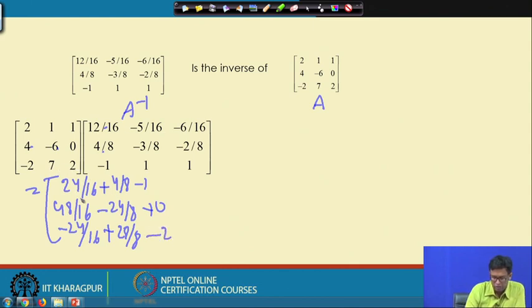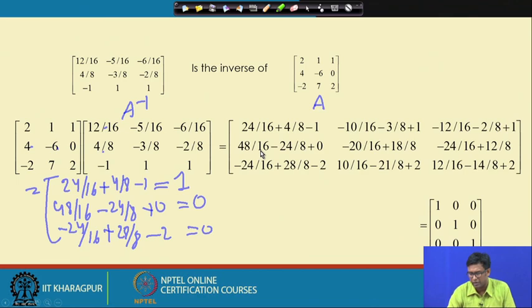So, we will see this is 24 by 16 plus 8 by 16 minus 1, 2 minus 1, basically this is 1. This is 48 by 16 minus 24 by 8, which is 0. This is 24 by 16 minus 28 by 8, this is 56 by 16, 32 by 16. So, 2 minus 2 is 0. We can similarly go on and find all the terms and you can calculate that this becomes an identity matrix: 1 0 0, 0 1 0, 0 0 1.